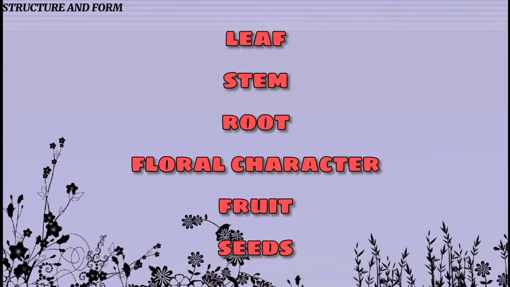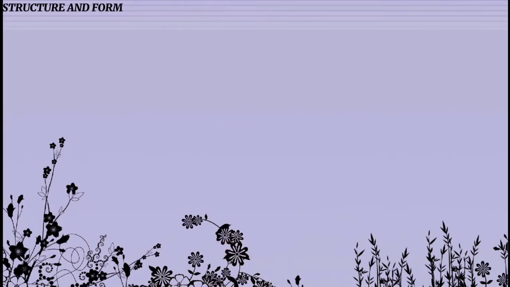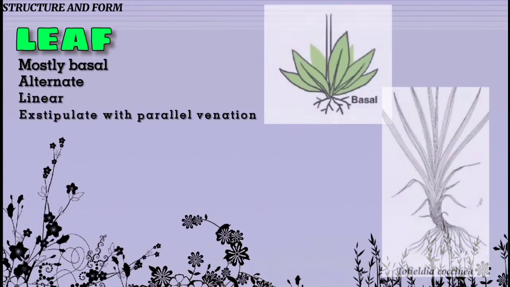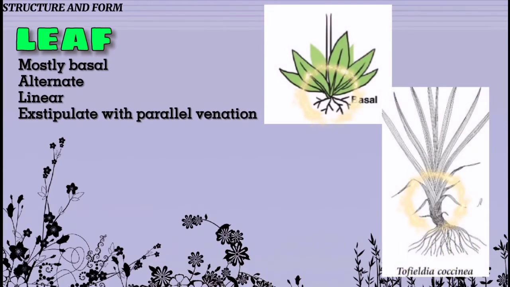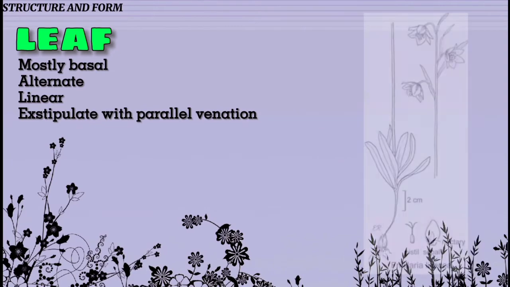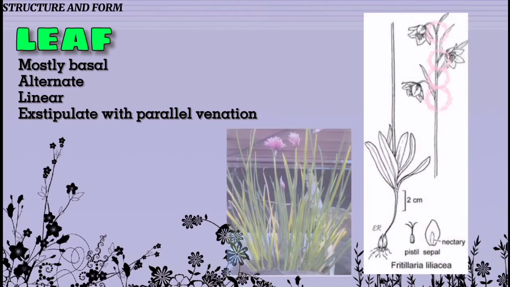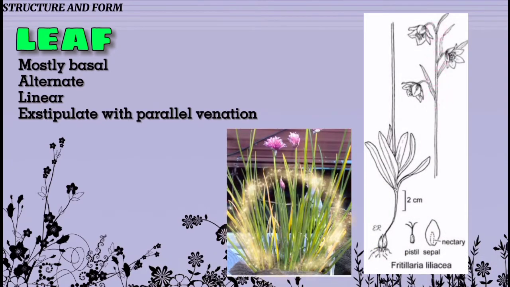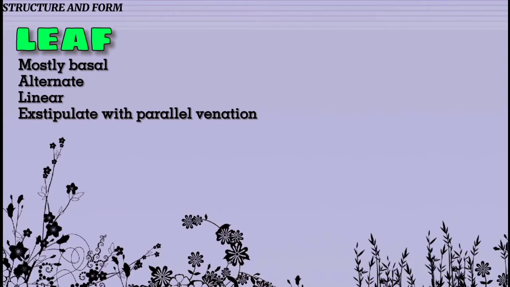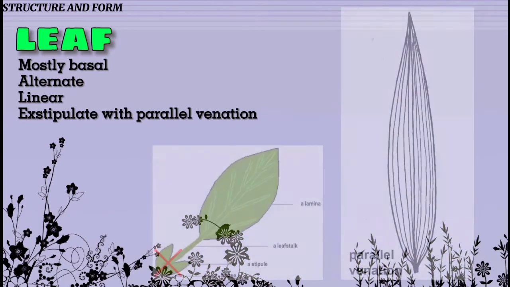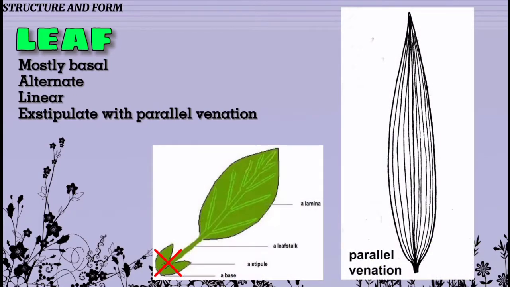Let's proceed to its leaf, stem, root, floral character, fruit, and seeds. Let's begin with its leaf. The leaves of the lily family are mostly basal. Leaves form a circle at the base of the stem. They are also alternate, and linear, or having a long, narrow leaf shape with sides that are almost parallel to each other. And lastly, the leaves are exstipulate, or without stipules, and the venation is usually parallel.